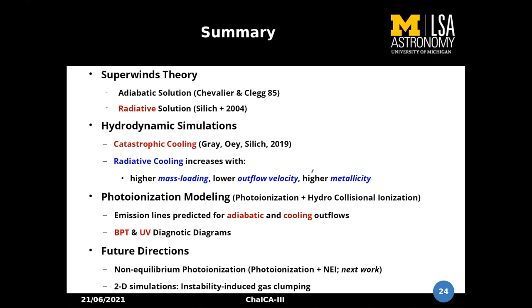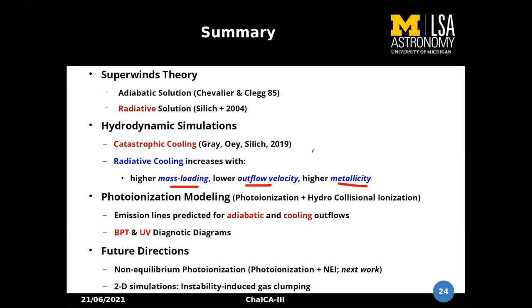In the superwind theory, we have adiabatic solution and radiative solution. We included radiative solutions in hydrodynamic simulations. And by including this radiative solution, we are able to see how catastrophic cooling forms. And we see that radiative cooling increases by increasing mass loading rate, decreasing outflow velocity, and increasing the metallicity, these parameters.